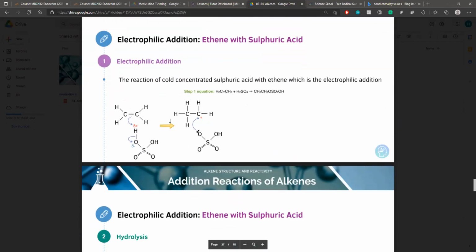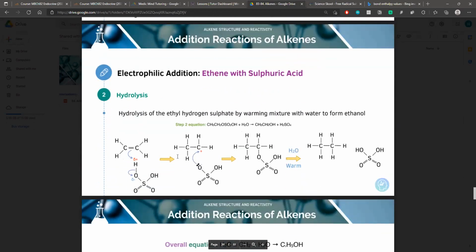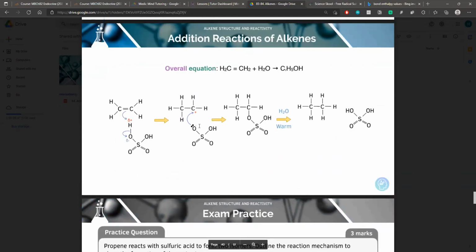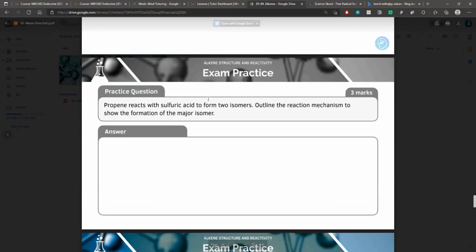Okay, so electrophilic addition is again the same reaction process. Here you do it with sulfuric acid, and then you break the sulfuric acid off as a catalyst. So that's basically the process of hydration with sulfuric acid. Basically, it just breaks that up again. Okay, have a go at this one, reaction mechanism: propene and sulfuric acid. We'll show you the answer after this.